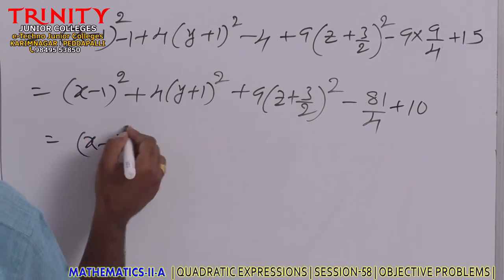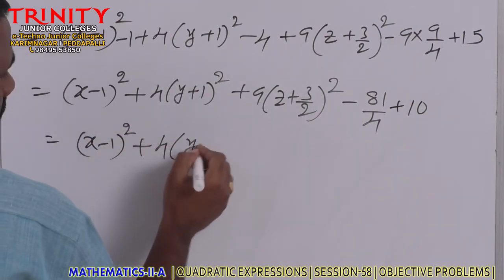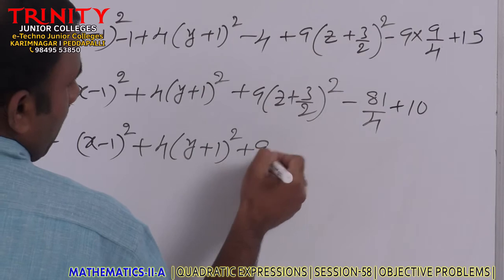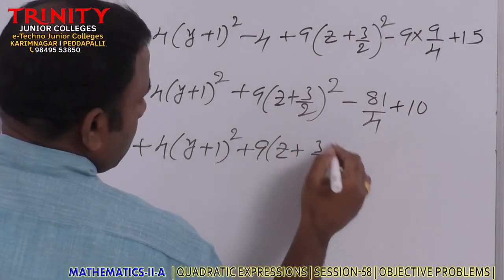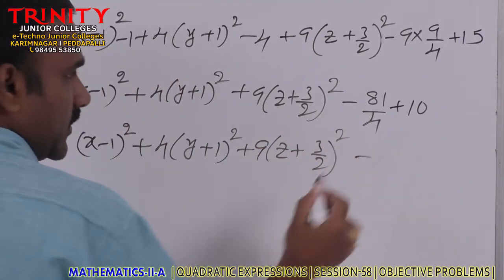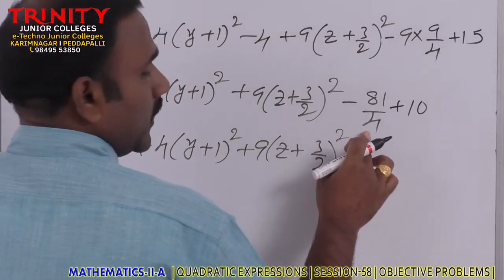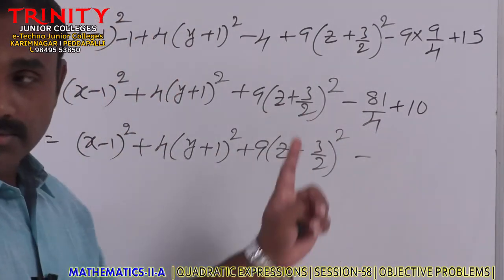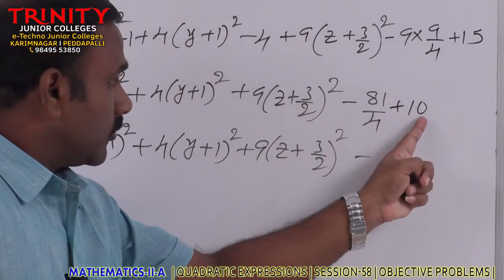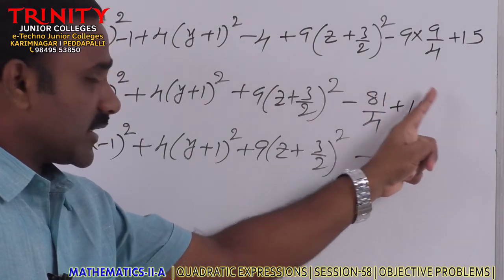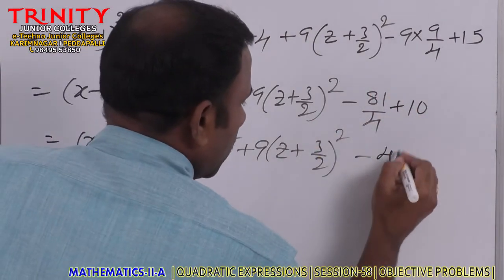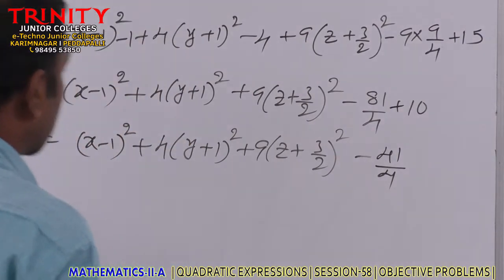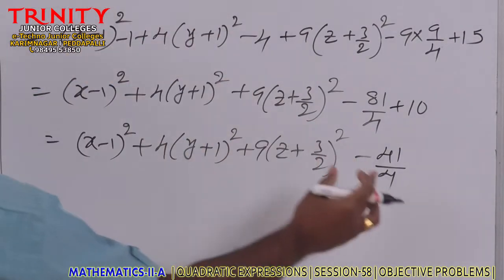X minus 1 whole square, 4 into y plus 1 whole square, 9 into z plus 3 by 2 whole square minus. For these two, LCM is 4, 4 into 10 is 40, minus 81 plus 40, minus 41 by 4. Therefore he was asking the least value.